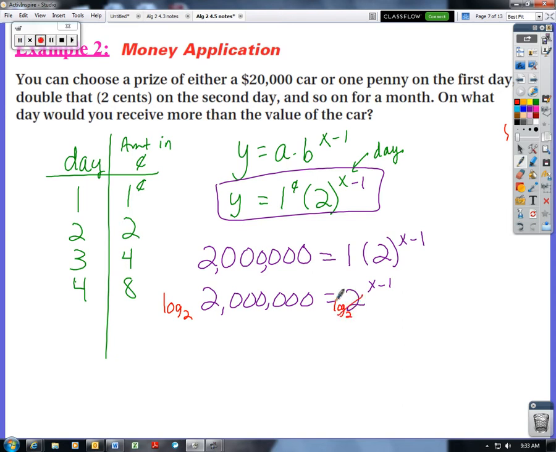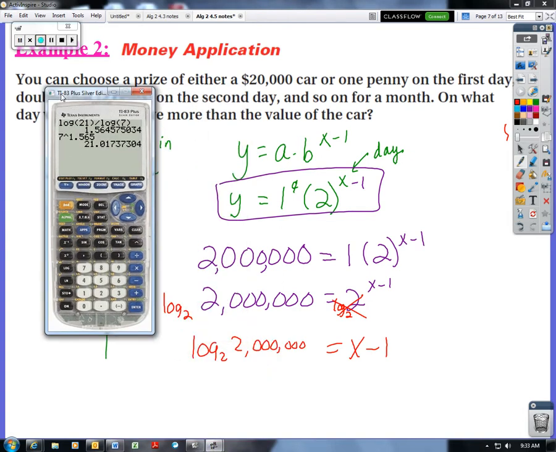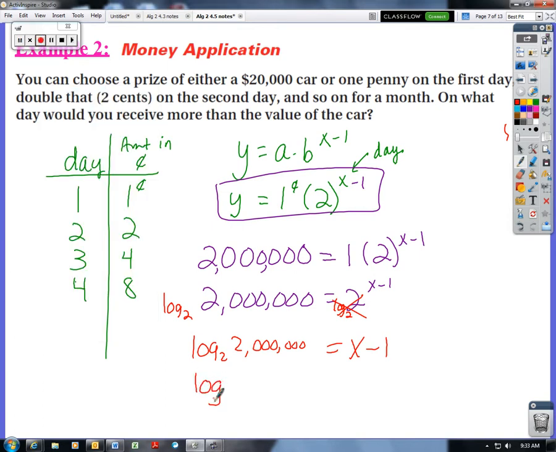So over on the right, these knock each other out, and you're left with x minus 1 equals log base 2 of 2 million. And so on our calculator, we're going to use the change of base formula, by the way. That's because we don't have base 2 on our calculator. That's log of 2 million divided by log of 2 equals x. And you know what? I'm going to add the 1 over while I'm at it. Why not? So we'll add 1 to both sides, and then we get x on the right-hand side.